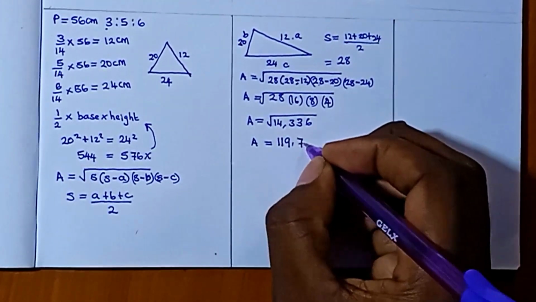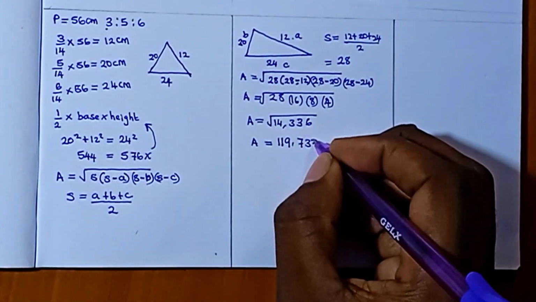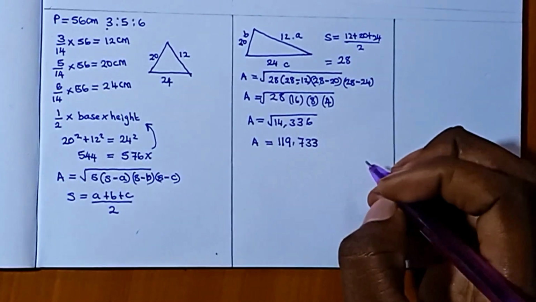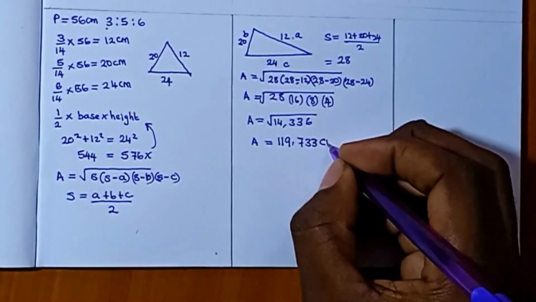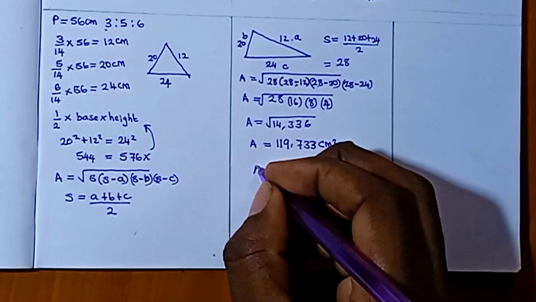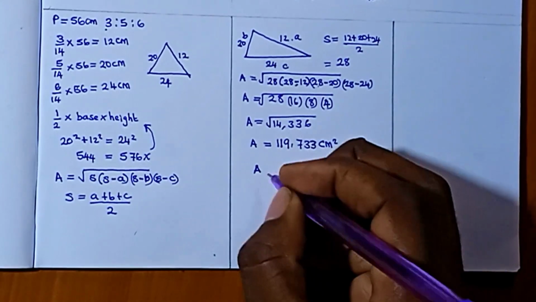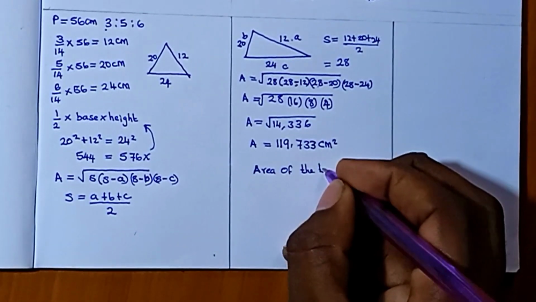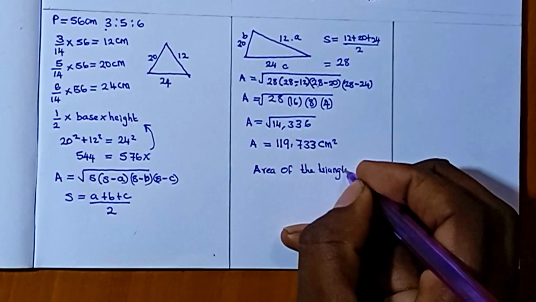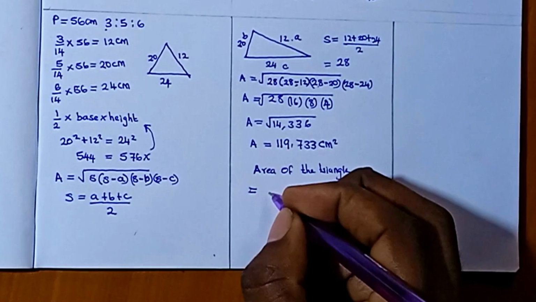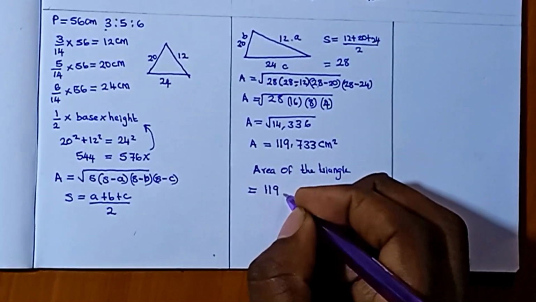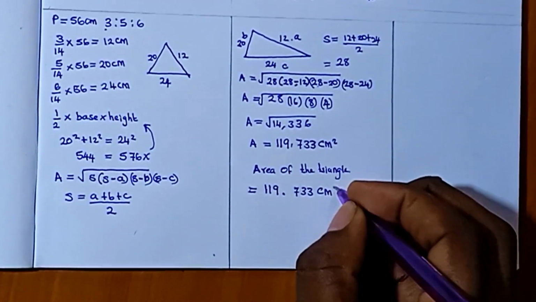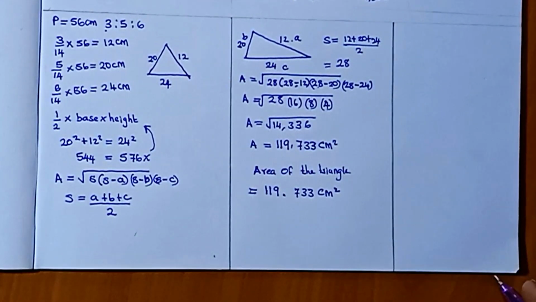So the area is equal to 119.733 centimeters squared. So the area of that triangle is equal to 119.733 centimeters squared. Thank you.